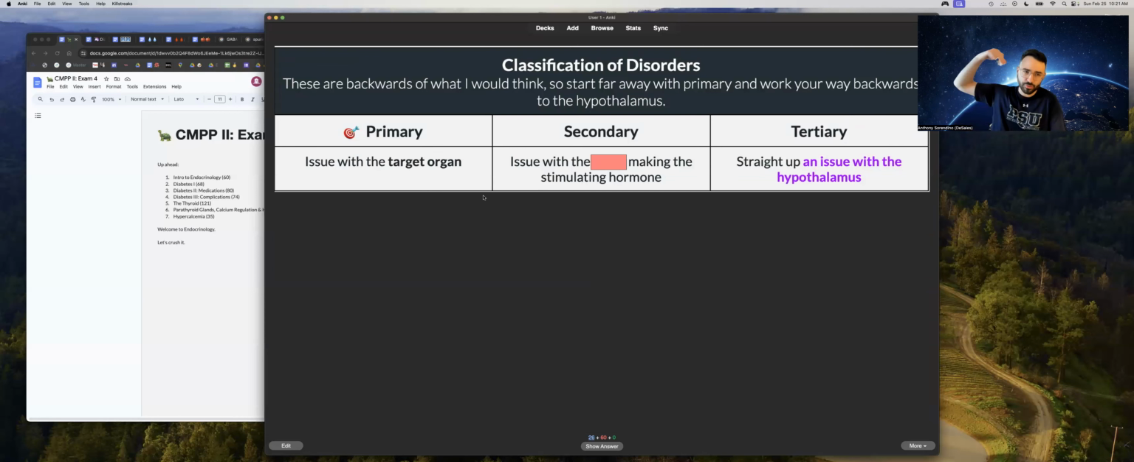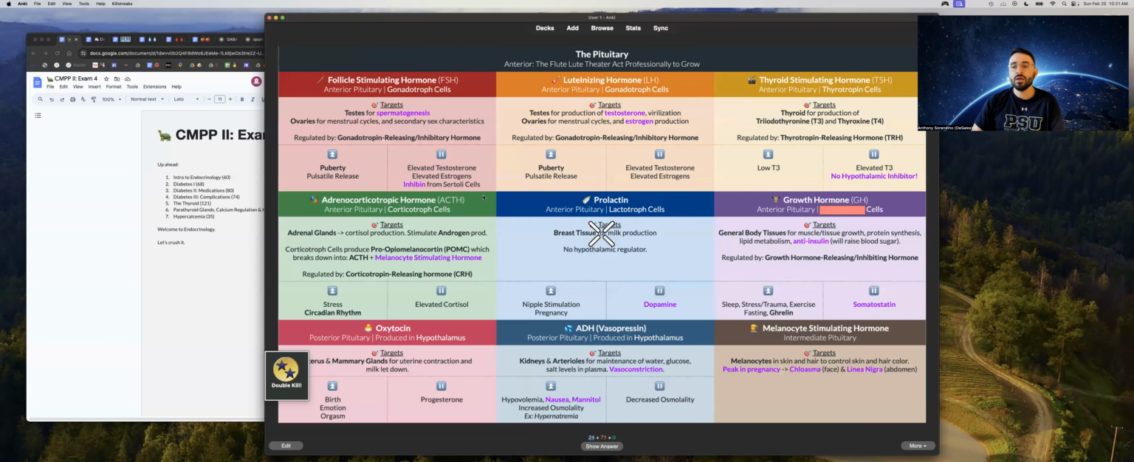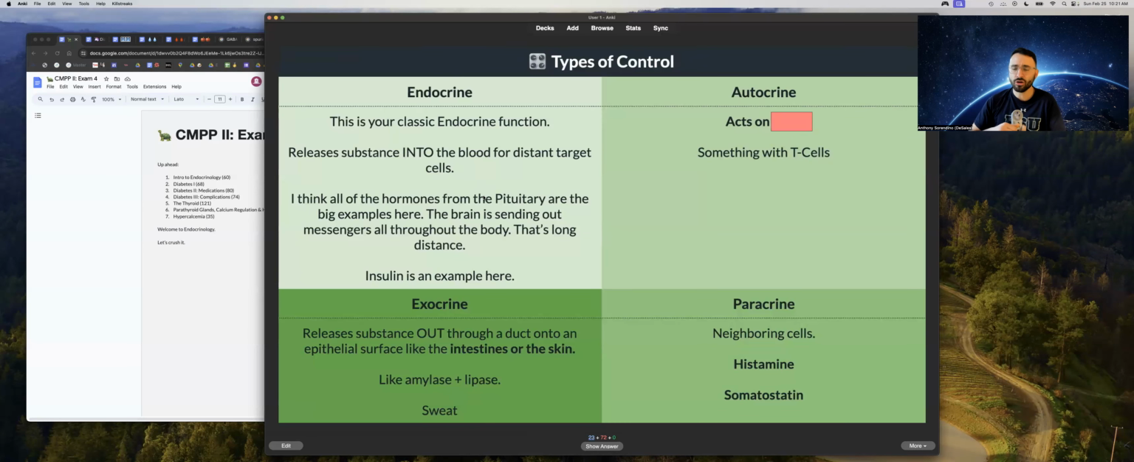Yeah, so we work back. So primary is an issue with the target organ. Secondary is an issue with the gland making the hormone. Perfect. And then tertiary would be the hypothalamus itself, right? What's causing the stimulus for all of this. Paracrine neighboring cells, we have histamine and somatostatin. Growth hormone, this is going to be, I don't know, somatotroph cells. Okay, it's kind of a weird word. Autocrine acts on itself.